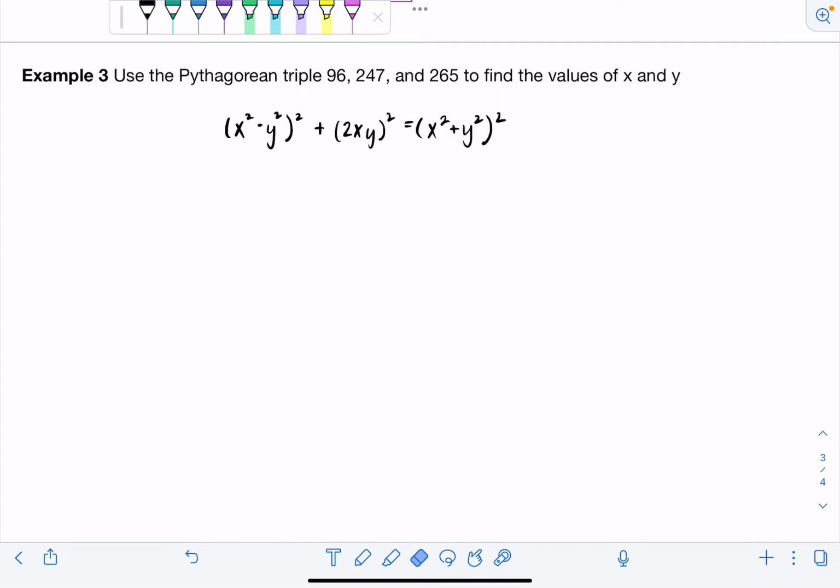Okay, this is an extra example that just needed to be added after a live session. So I want to go back and talk about a couple of things about Pythagorean triples in general.